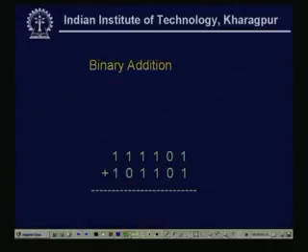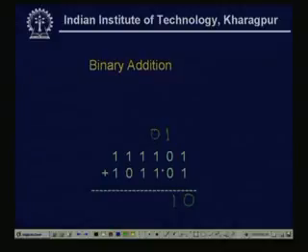I have taken one example: these are my two operands, 111 and 101, and I am adding that with 101, 101. So, if it is 1 plus 1, my sum should be 0 and carry should be 1. Then 0 plus 0 is 0, the sum is 0, and again that is added with another 1. So, that sum is 1, but carry is 0.